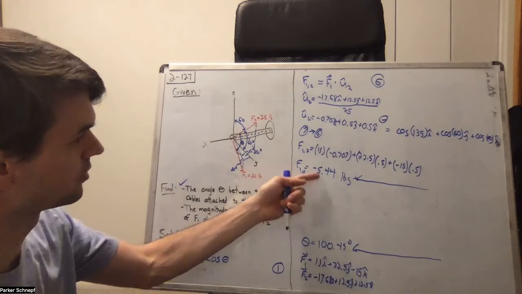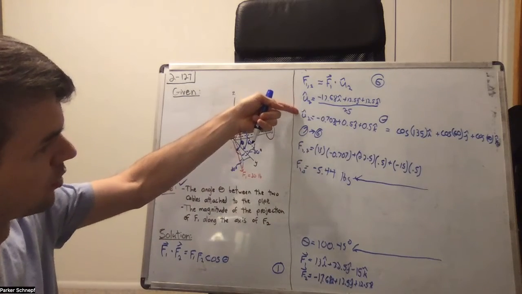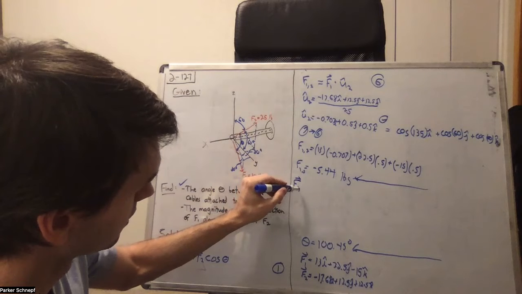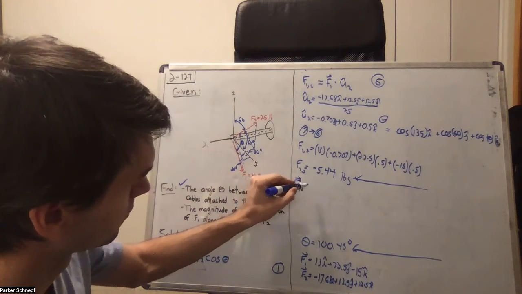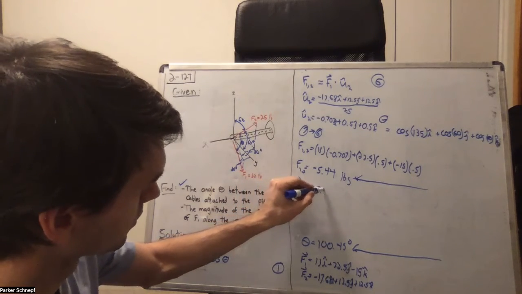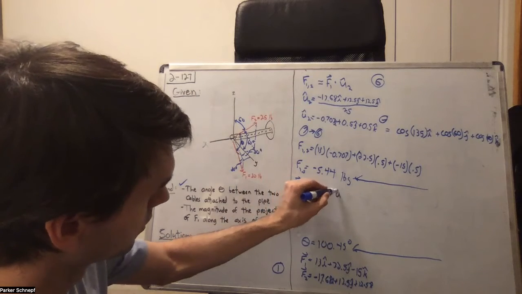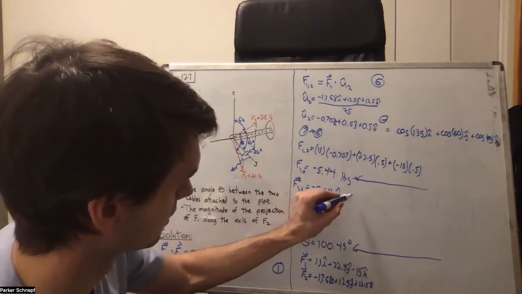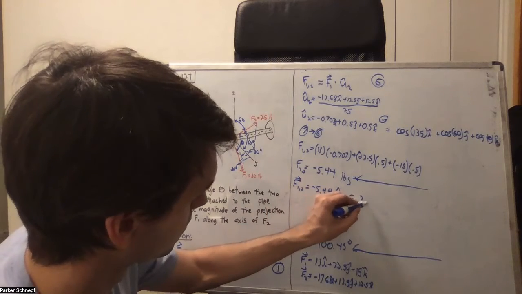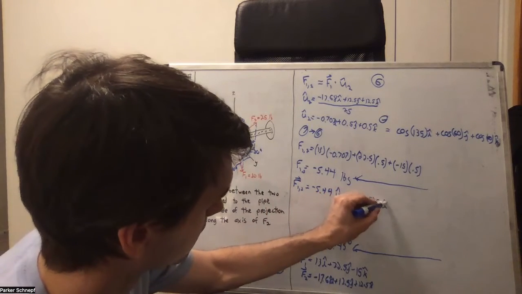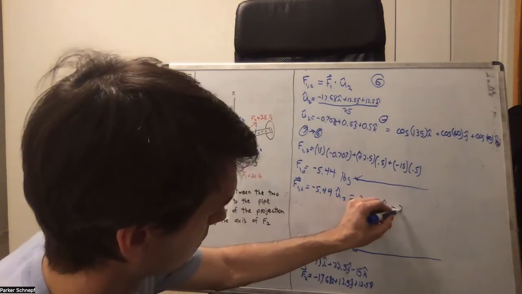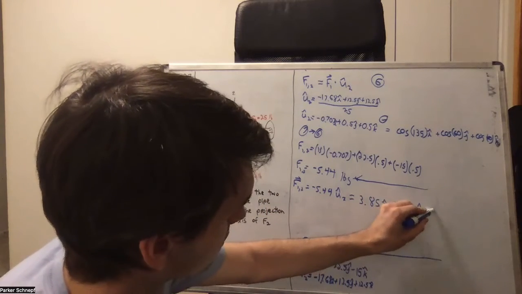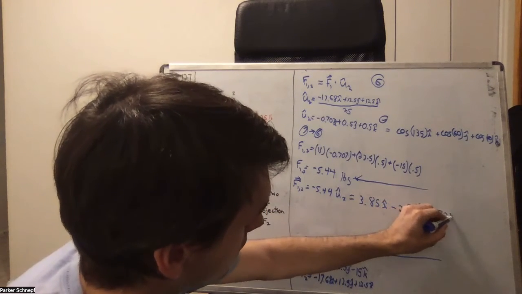Then I just take this magnitude and multiply it by this unit vector again. So if I were to do that, the vector version of force 1 projected along force 2 equals negative 5.44 times unit vector 2, which would end up giving me 3.85 i hat minus 2.72 j hat minus 2.72 k hat.